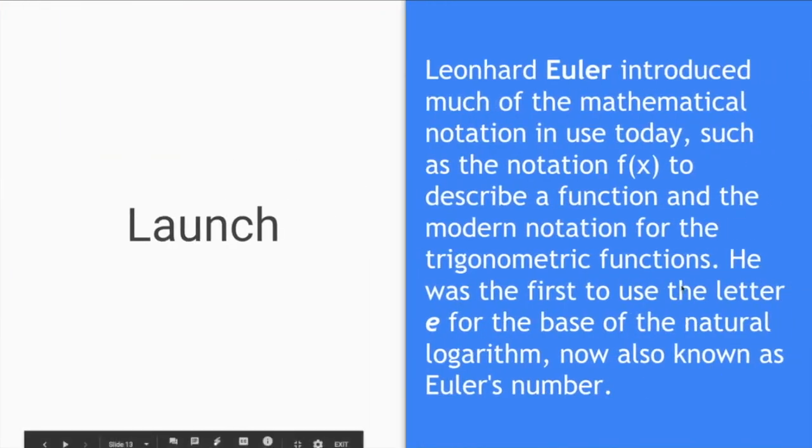Okay, so let me leave you with this. Leonhard Euler introduced much of the mathematical notation that we use today, such as the notation f of x, the function of x, that describes a function in modern notation, for any trigonometric function, anything. Function of x, whether it be quadratic or sinusoidal, it doesn't matter. That function of x, he created it. He also was the first to use the letter e for the base of the natural logarithm. That was named after him and is now known as Euler's number. You've used that before.